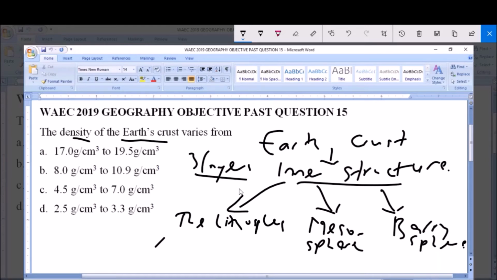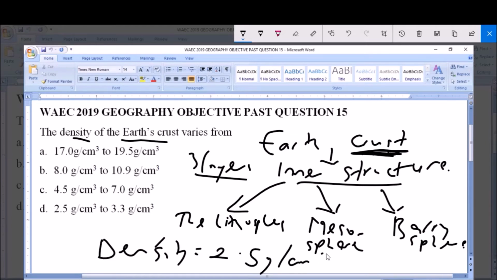Now, these 3 layers constitute the inner structure or the crust of the Earth, and these 3 structures have an approximate density of about 2.5 gram per cm cube to 3.3 gram per cm cube, and that is option D, which is the answer to this question.